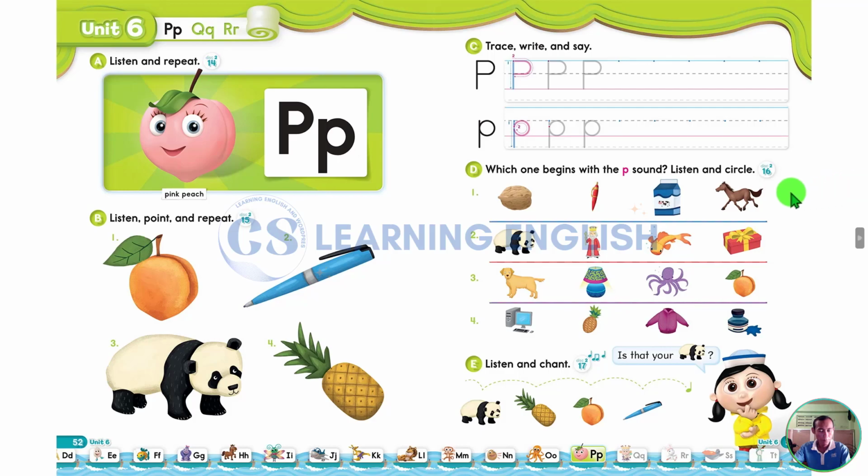Page 52. Unit 6. P, Q, R. The letter P. A. Listen and repeat. Hello, I'm a pink peach. P, P. This is the P sound. This is the letter P. P, P. Pink peach. P, P. Pink peach. What's the beginning sound? P. What letter is this? P.